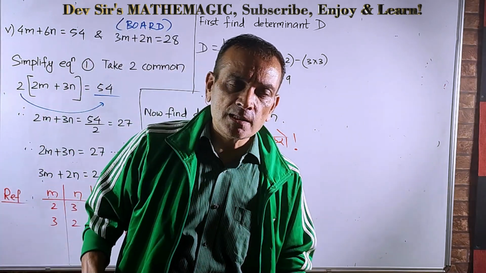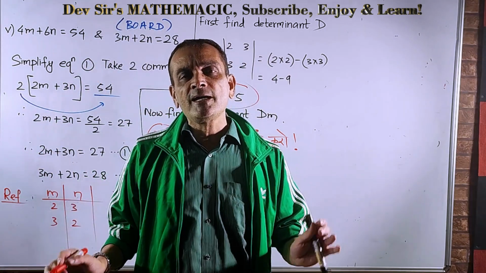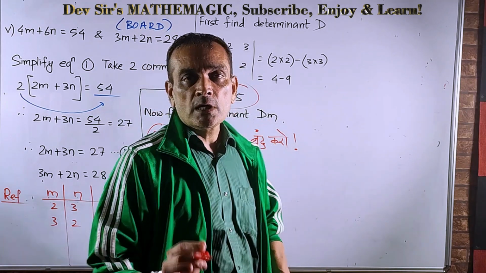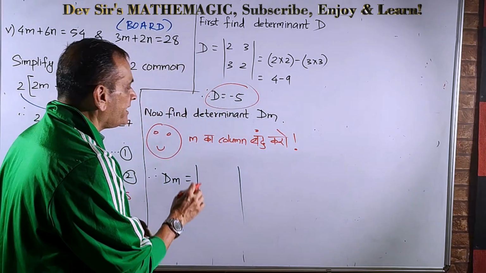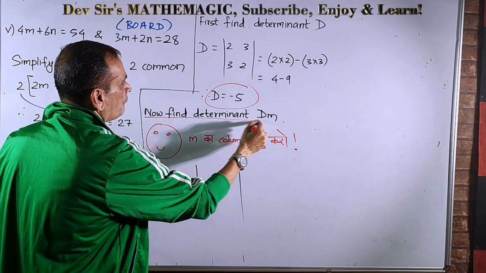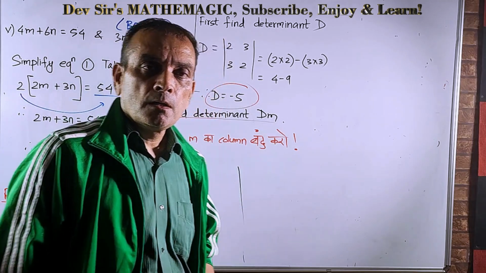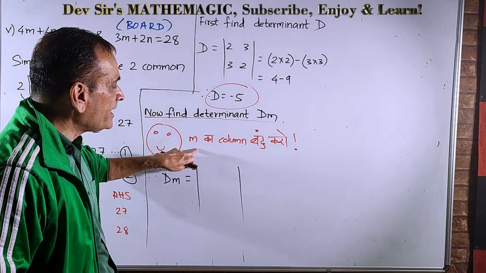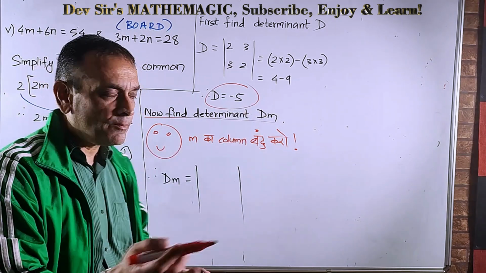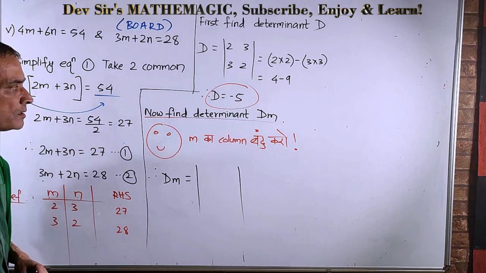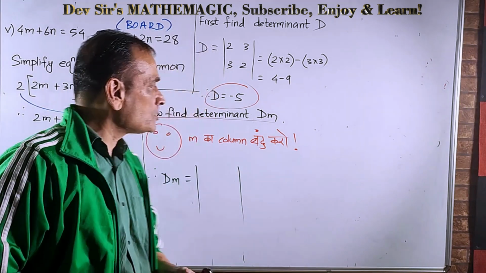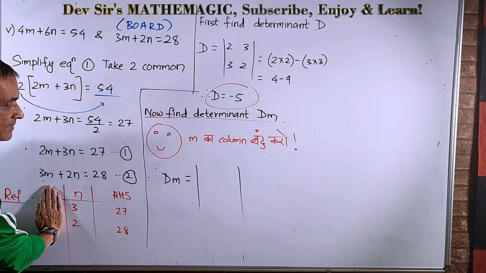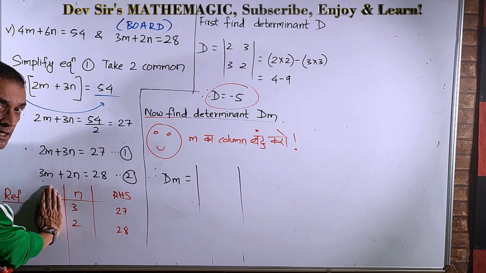Friends, after D, in the earlier sum we had Dx. In most sums we get Dx, Dy, but sometimes the problem is changed to m and n. So now instead of Dx we are going to find out Dm. Now find determinant Dm. For Dx, what was the rule? Close the column of x. For Dm, what is the rule? Close the column of m, because here we have m and n. So to find the determinant Dm, close the column of m and replace by RHS. Don't forget that. Not just close it.